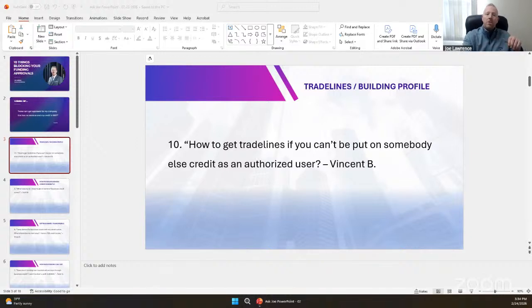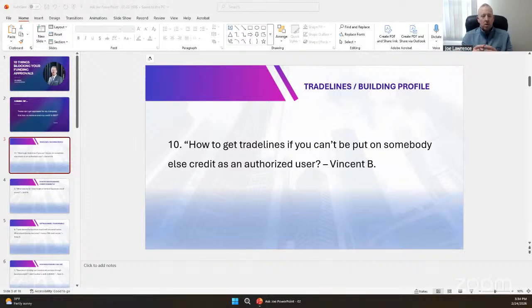Usually it's a friend or a family member. So, for example, let's just say your spouse has an American Express card with $20,000 as a limit, $0 balance, they add you as an AU, authorized user. You don't necessarily have to use the card, but you just get it and you activate it. And now you have a $20,000 highest credit limit on your personal credit profile.